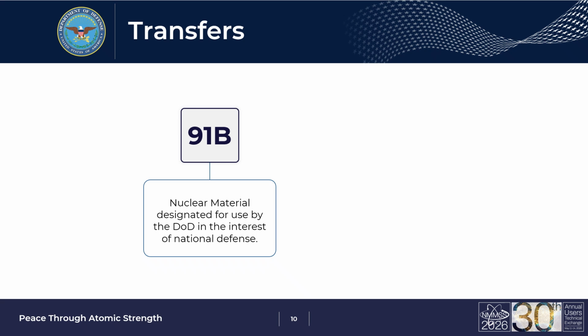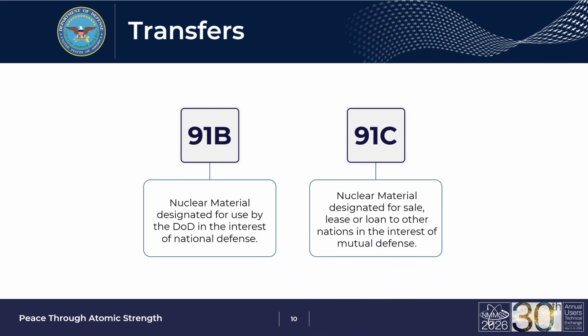Nuclear material categories involved in the transfers mentioned in the previous slide include 91B, which describes nuclear material designated for use by the DoD in the interest of national defense, and 91C, which is nuclear material designated for sale, lease, or loan to other nations in the interest of mutual defense.